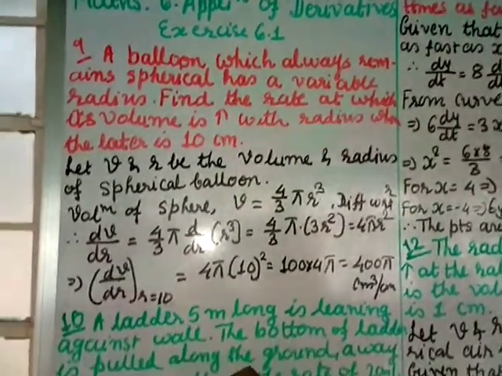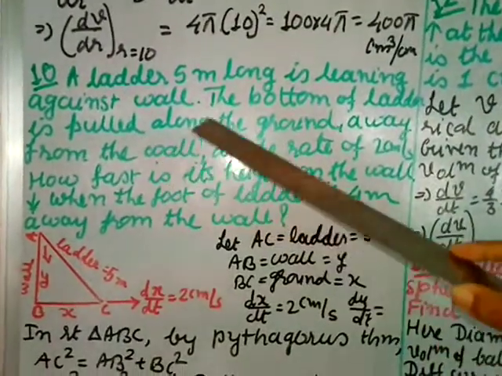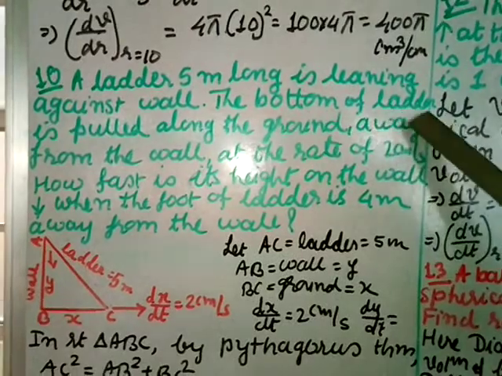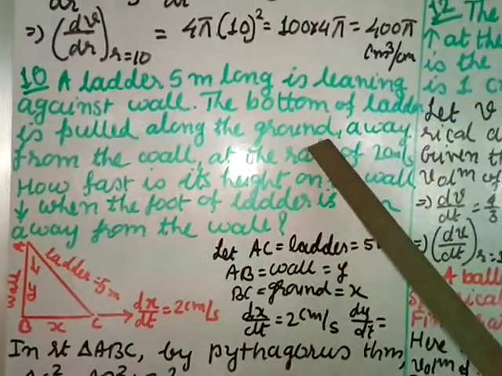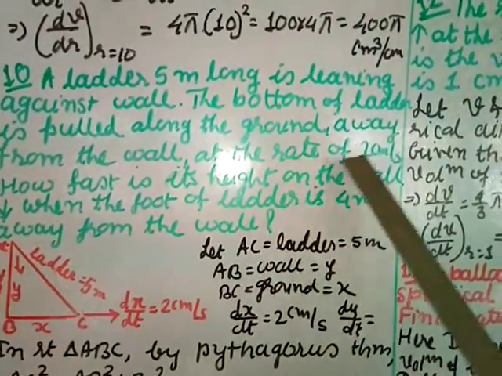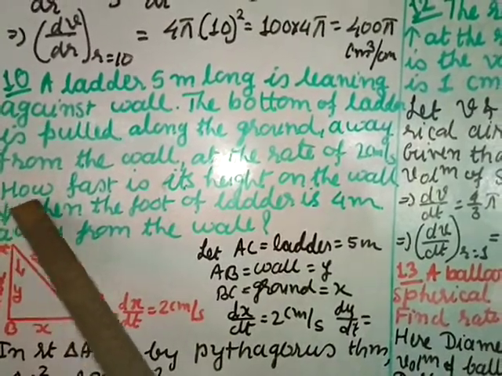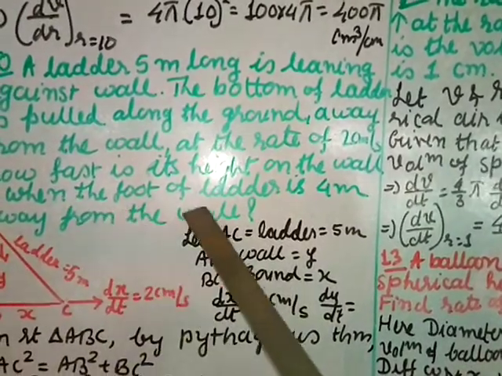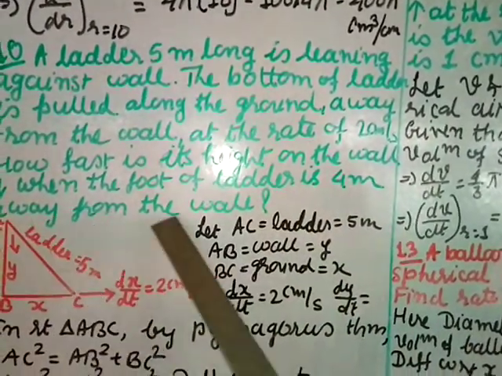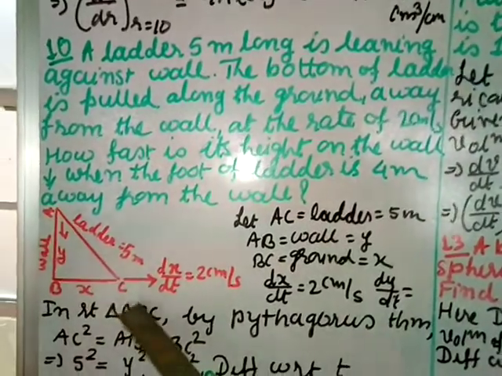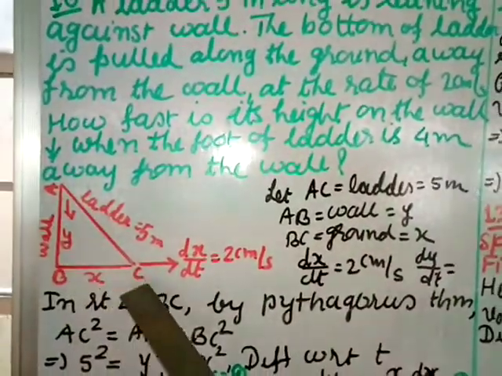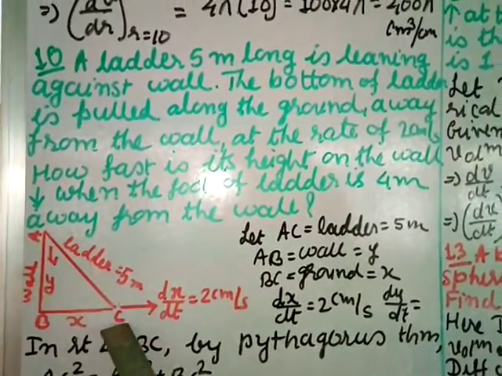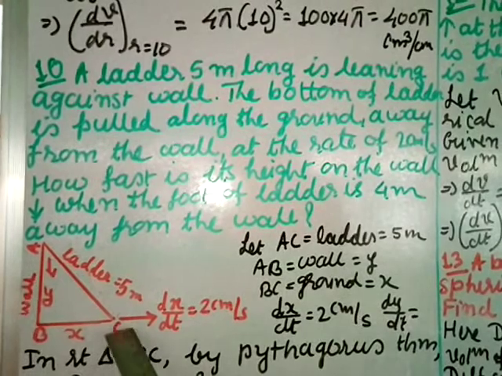Question number 10. A ladder 5 meters long is leaning against a wall. The bottom of the ladder is pulled along the ground away from the wall at the rate of 2 cm per second. How fast does its height on the wall decrease when the foot of the ladder is 4 meters away from the wall? You have got this wall, this is the wall AB, this is the ladder AC and it is leaning on the wall. This is the foot of the ladder, and this is the distance between them.